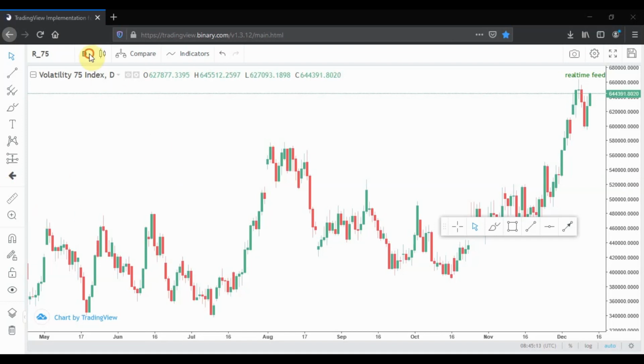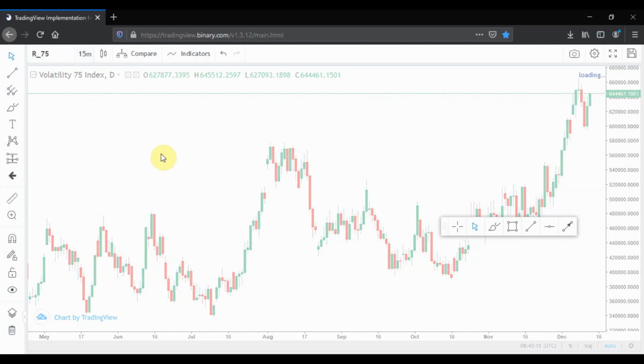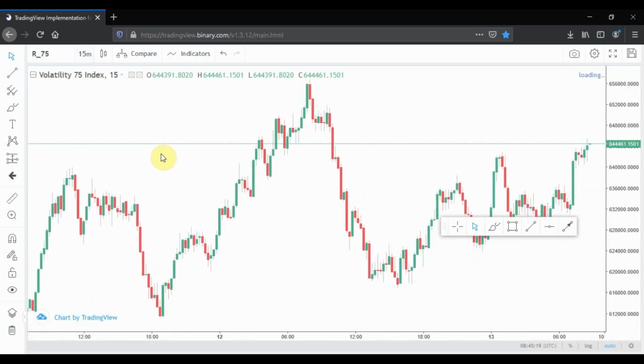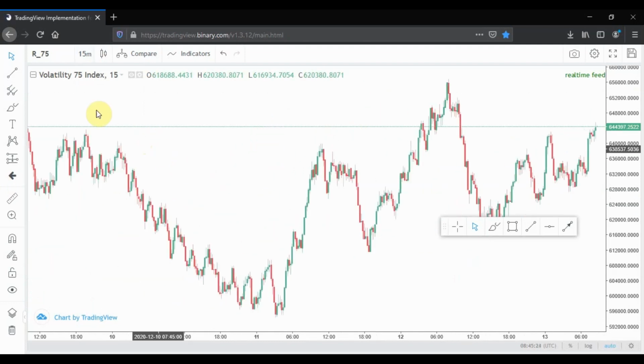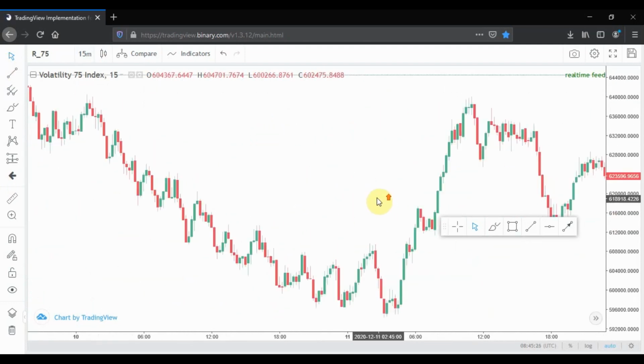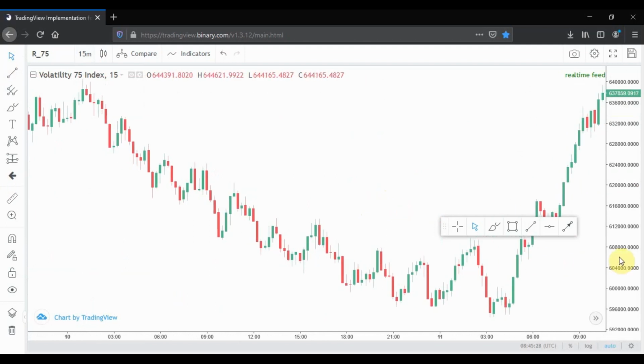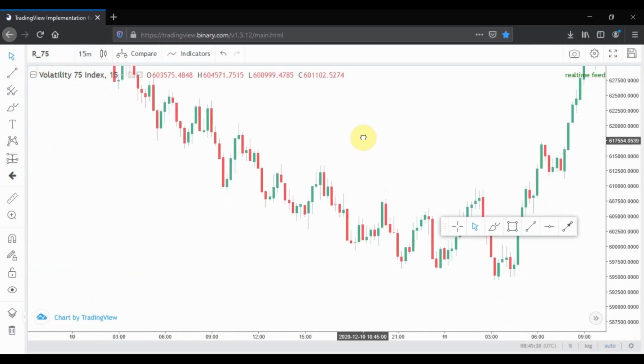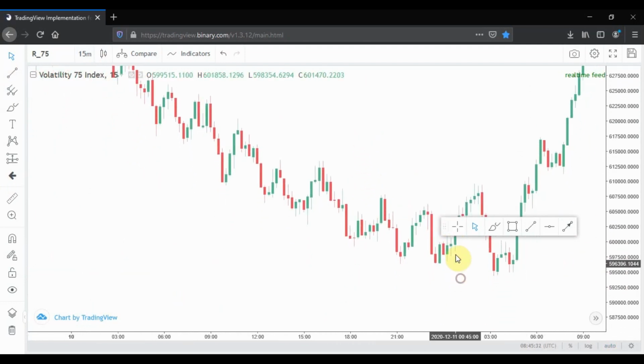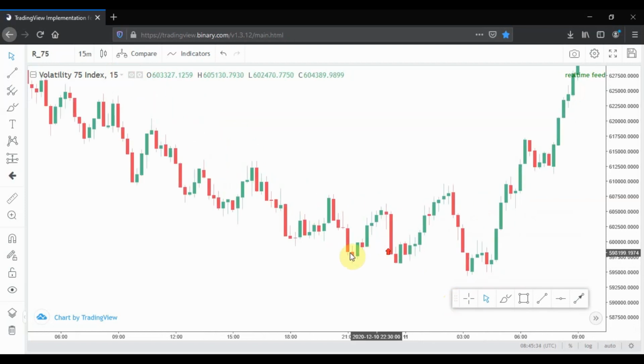So I'm just going to be giving you some tips on how to use price action trading volatility indices. Yeah, so it's all the indices, but I'm using a chart for volatility 75 now. So I'm just going to be giving you these important things that you need to consider when using price action.